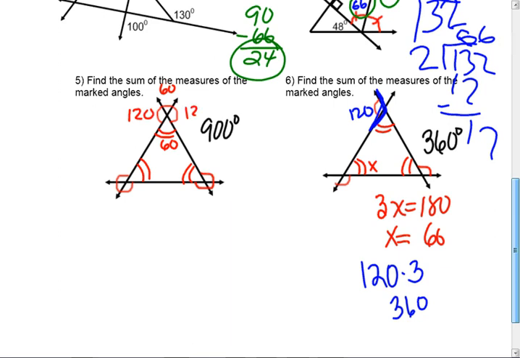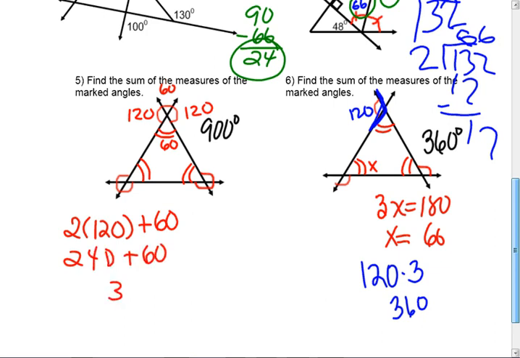120. Okay, so I just want 2 of the 120s, plus 60. That will give you one of those red angles. So it's 240 plus 60, which gives you 300. But how many of those do we have? You have 300 times 3, which is 900.